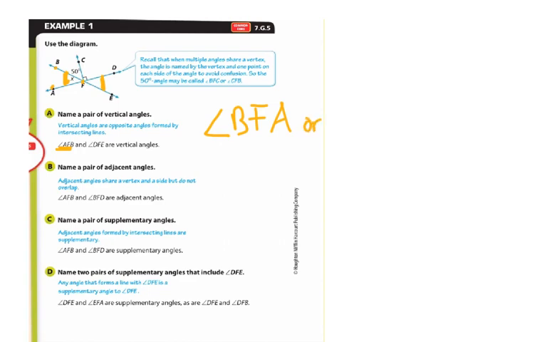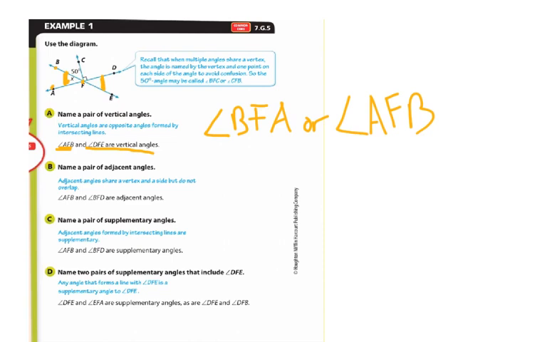So we could write it BFA, or we could use the same notation and go like they did, AFB. And what that does is that means we're talking about this angle. And so going across from it, here we have DFE. And so that's why they're saying those are vertical angles.